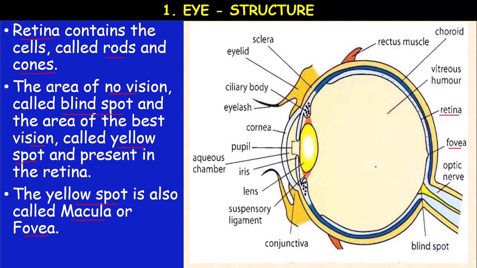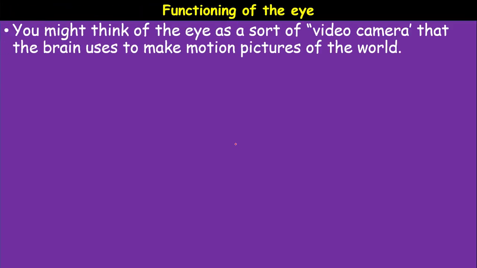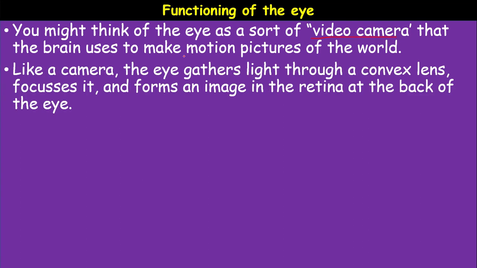Next, the functioning of the eye. Now, you might think of the eye as a sort of video camera that the brain uses to make motion pictures of the world. Okay, we are comparing the eye with a video camera. Like a camera, the eye gathers light through a convex lens, focuses it and forms an image on the retina, at the back of the eye.